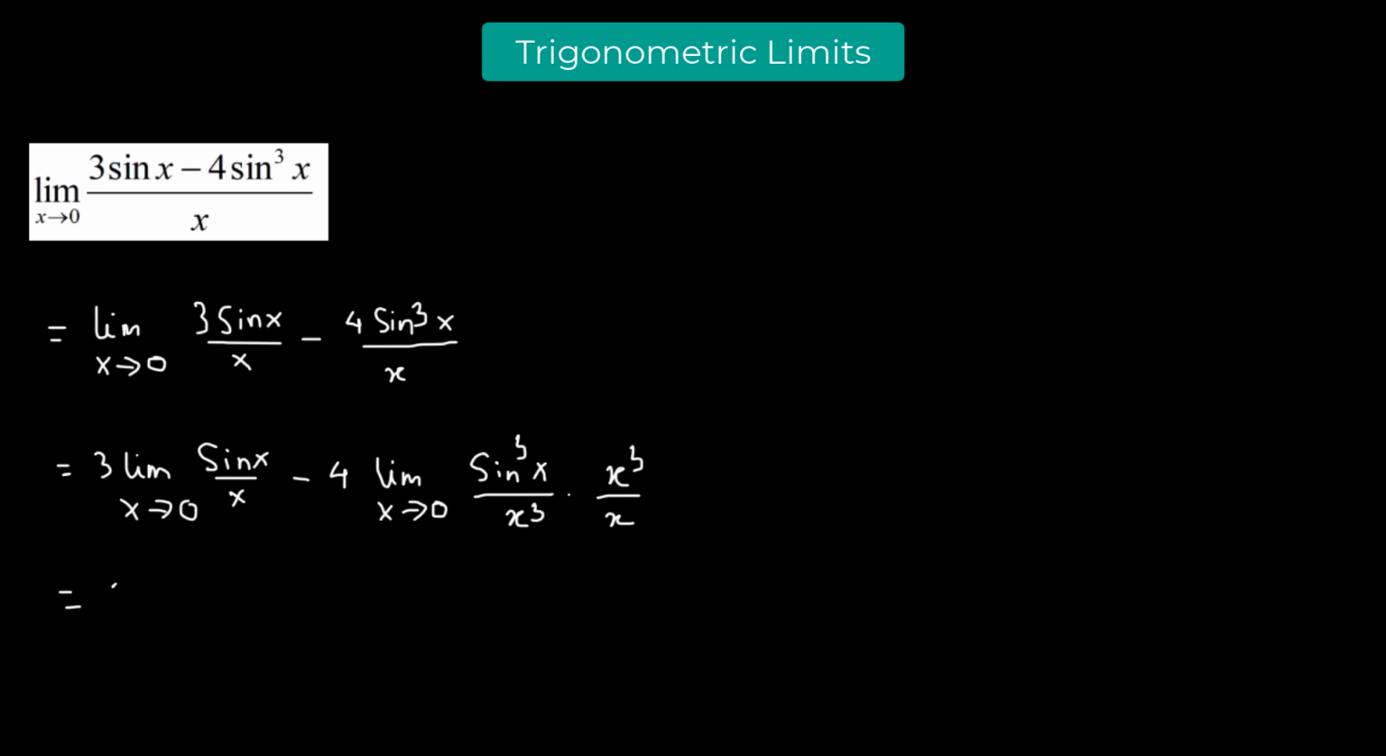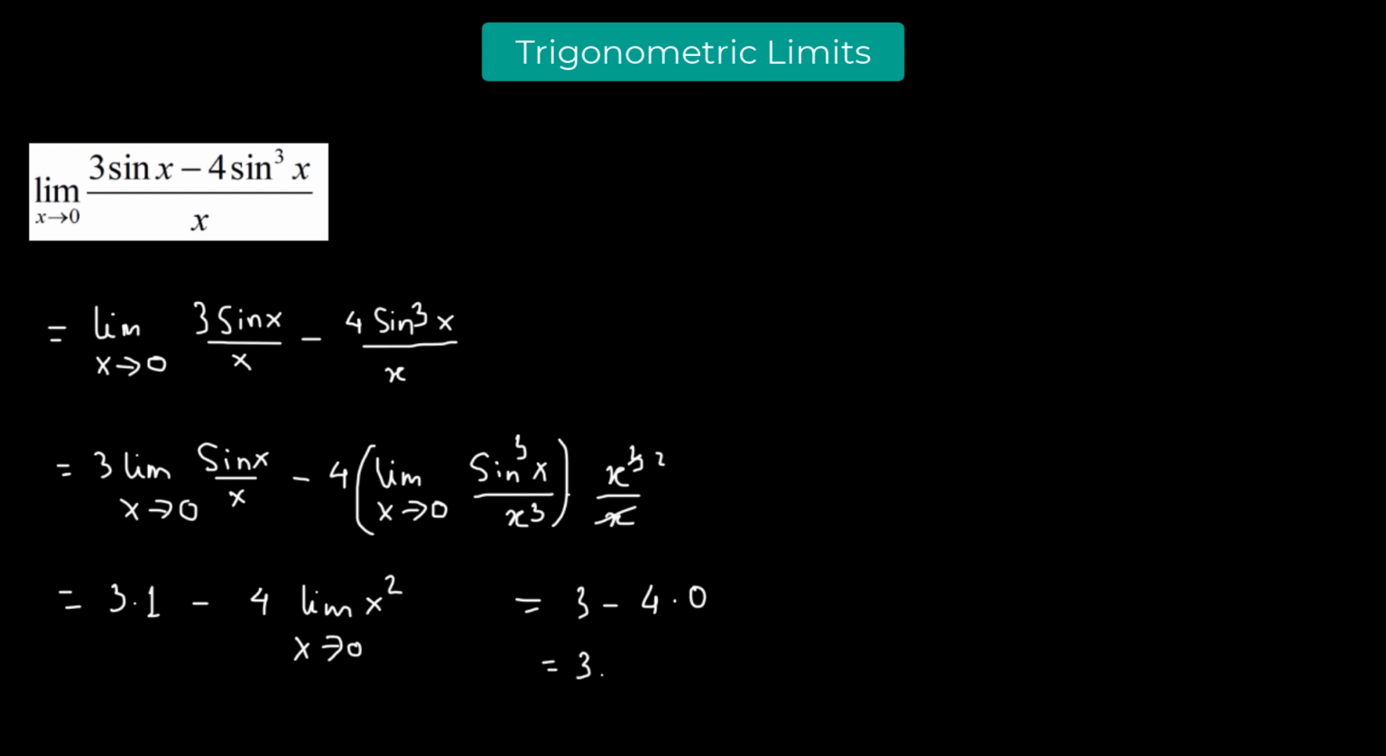So the first limit will be simply 3 times 1 minus 4. So this limiting value is going to be 1 and this is going to be x squared. So we are left with limit x going to 0 of x squared. So this value is going to be 0. So that means we have 3 minus 4 times 0, which is giving us a limiting value of 3.